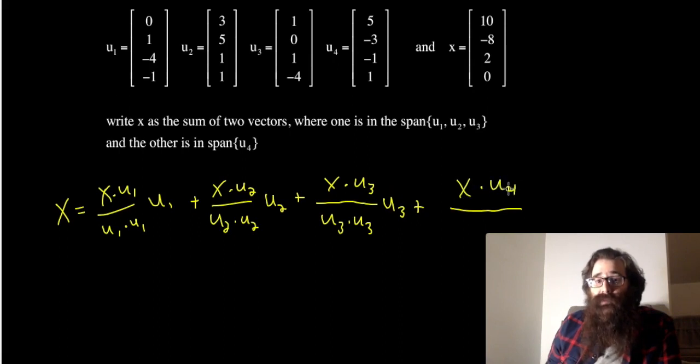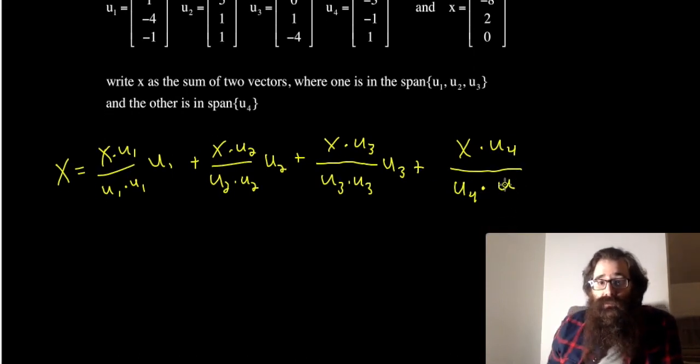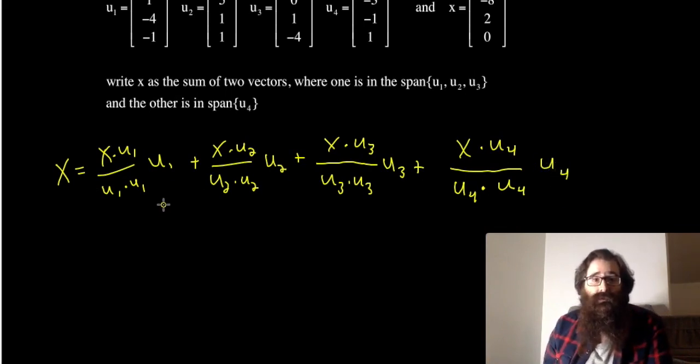X dotted with u sub 4 divided by u sub 4 dotted with u sub 4, scroll down here a bit, times vector u sub 4. And this is how I can express this vector x in terms of these basis vectors that are orthogonal.